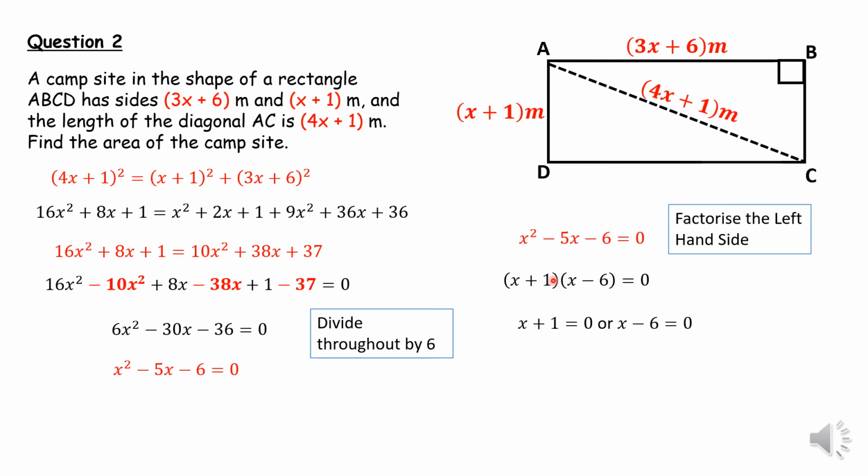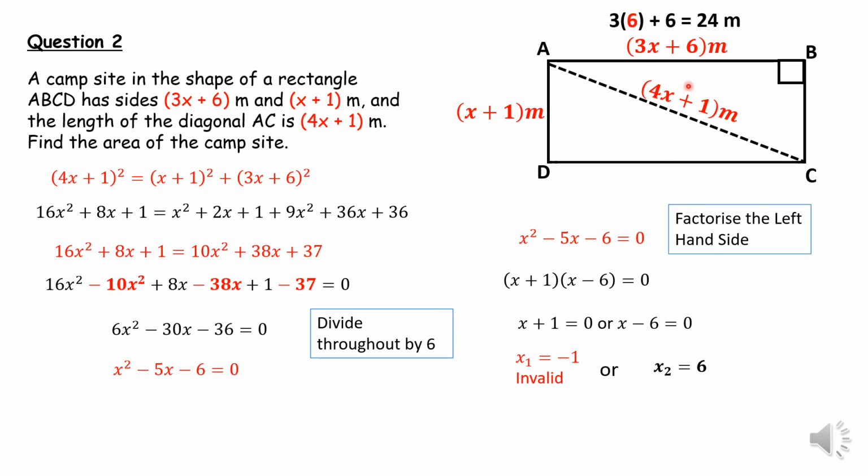Well, you take each bracket equal to 0, because if two brackets multiply to give you 0, it implies that one should equal 0 or the other one. Negative 1 can't work, because if you put negative 1 here for AD, you get 0, and the distance is not 0. We told you that this is a campsite, it does exist. So we know x is equal to 6, so this is the one we're going to use.